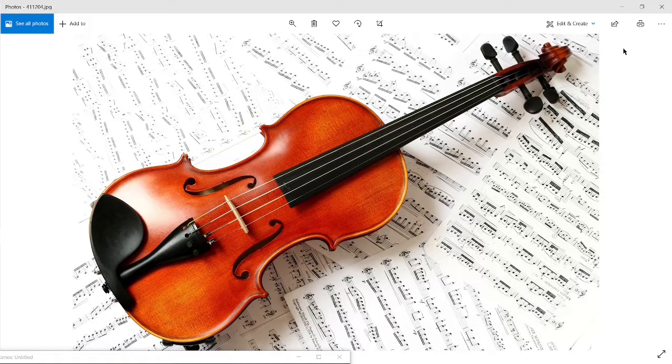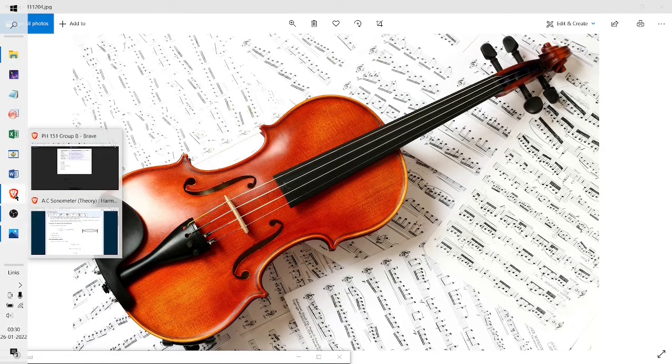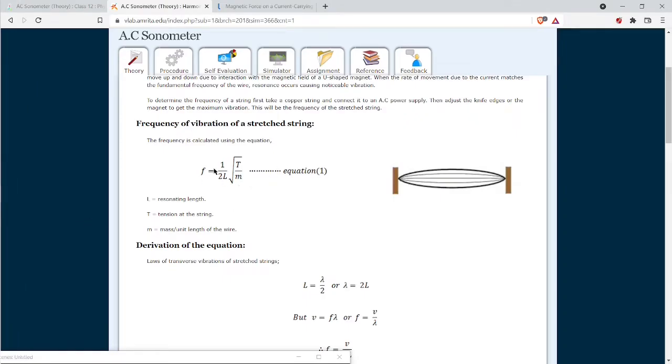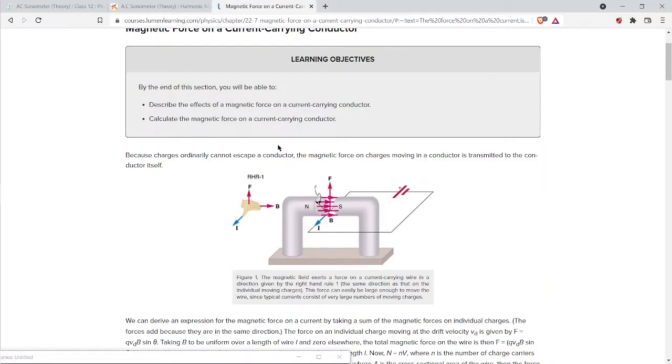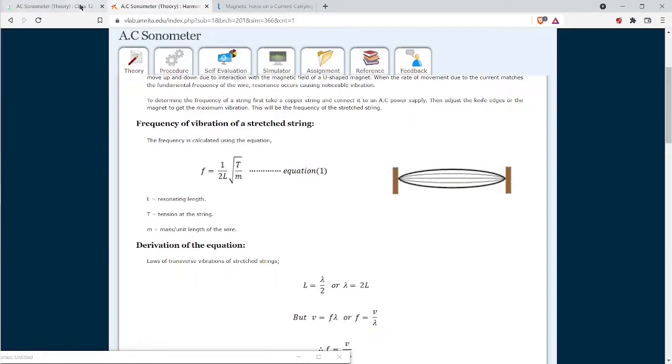Now if you go back to the experiment, this frequency is the natural frequency of the stretched string, and this is the frequency of the AC. When they match, there will be resonance. Now let's go back to the theory.